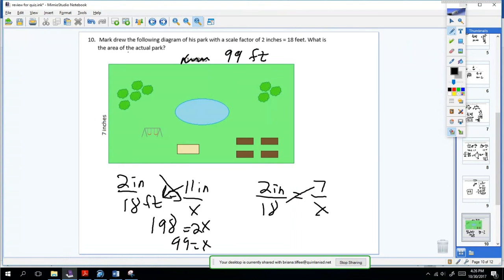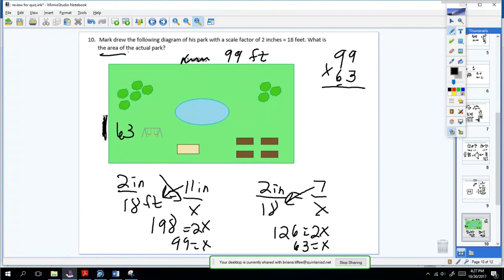So now you're going to do 7 times 18, which is 126. And then you're going to divide by 2, which is 63. So I'm going to cross out these 7 inches, and you're going to write 63. Well, I'm not done yet, because it's actually asking for the area. The way you find the area is just multiply length times width. So you're going to do 99 times 63.